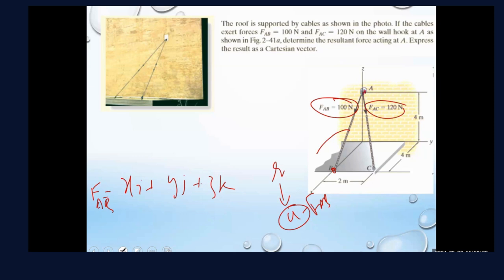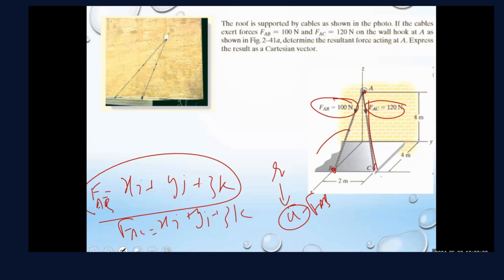You have two forces like this. So just think of the same question, but you have two forces. And then you need to find the resultant, which means you need to add them as well. Once you know FAB, and once you know what FAC is in Cartesian form, you need to add them together to get the resultant.